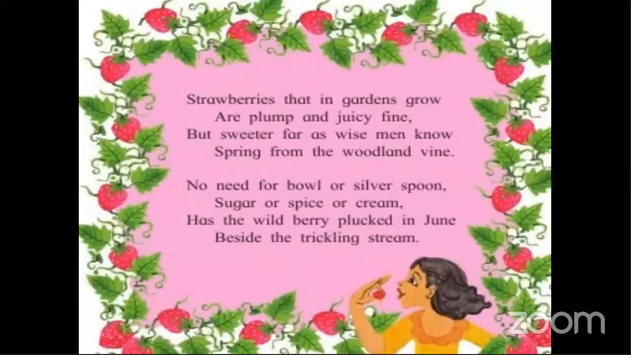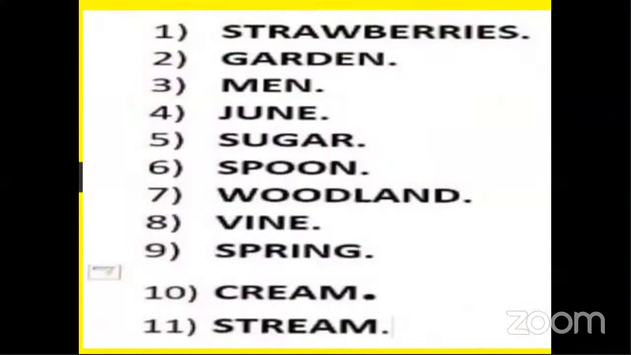You can see the small girl who is the poet, and she is enjoying it. She says, I don't need a bowl or a silver spoon. I don't need sugar, I don't need spice, I don't need cream. Now, the wild berry plucked in June. This is a wild berry. It was not grown in a garden. It grew in the forests, in the woodlands, beside the trickling stream, where a small stream goes by. So here you can read the word. Number one.